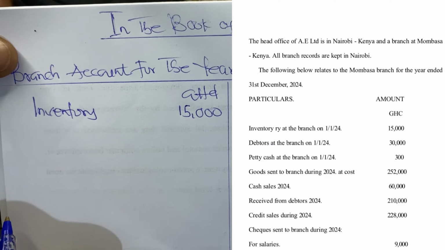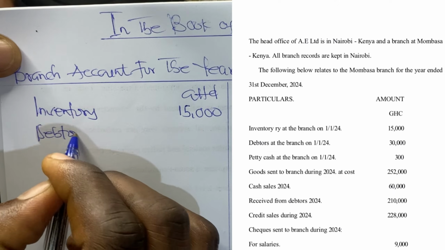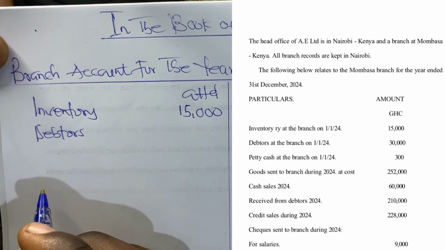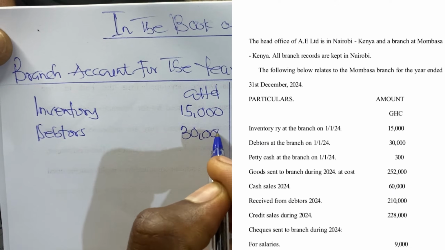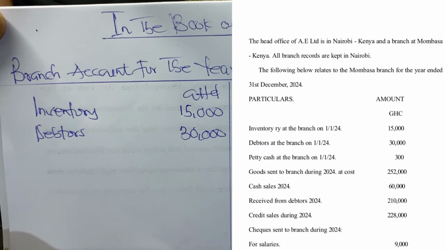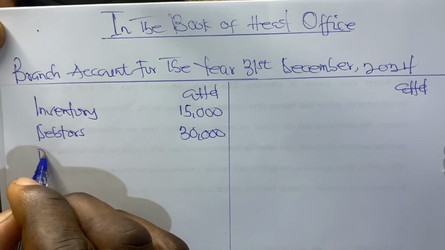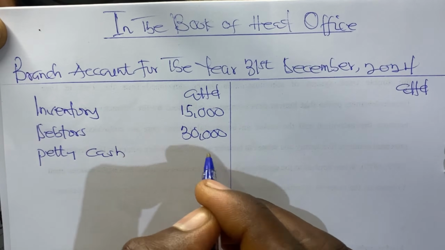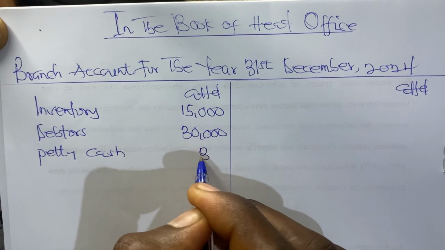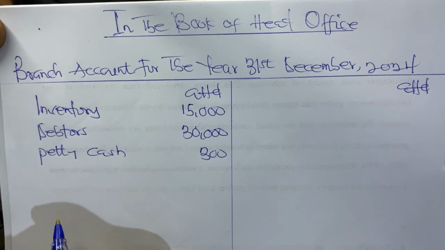Good. The next is debtors. Debtors opening balance is 30,000. Then we have petty cash. The opening balance of petty cash is 300. Then that is all with the assets.